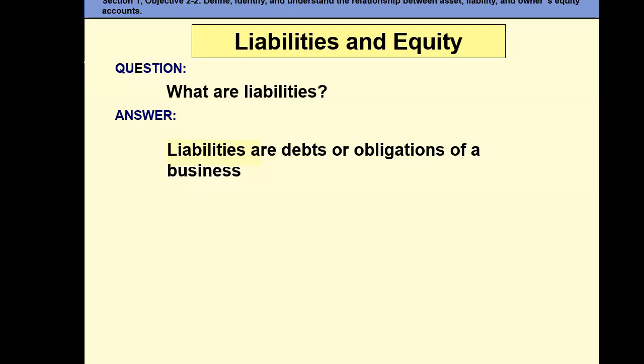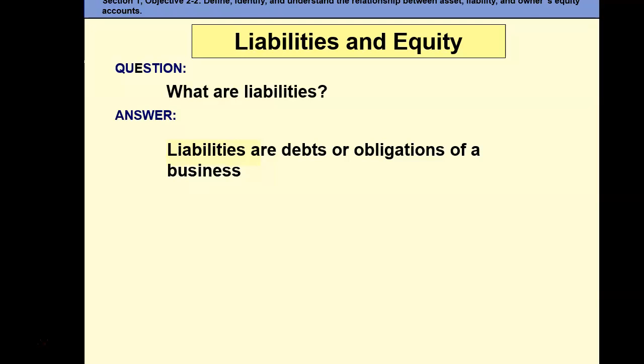Again, the debts or obligations of a business. So if a company owes some other company, then they have what's known as a liability. Think about yourself. Maybe you have credit card debt. That's a liability. What about student loans? That's a liability. You got a car note? Yep, that's a liability. A mortgage payment?